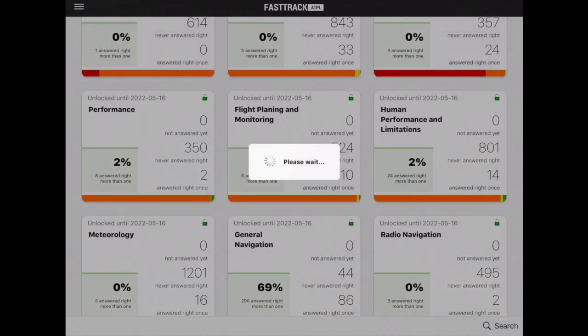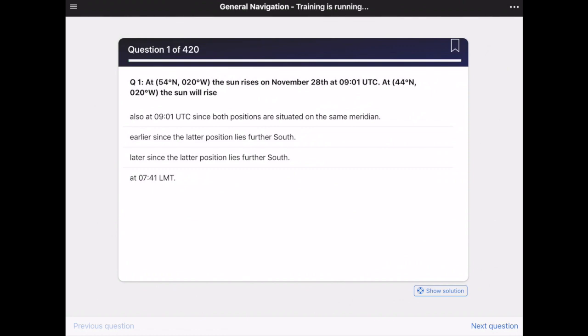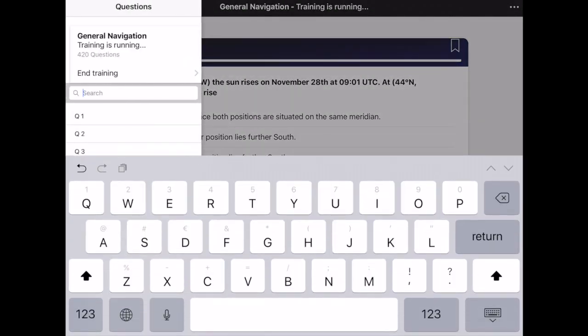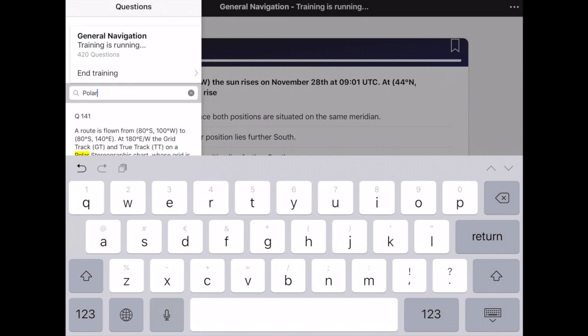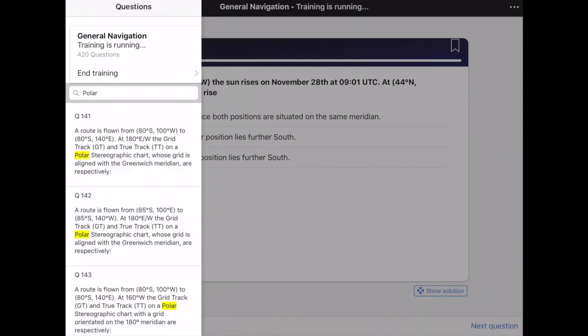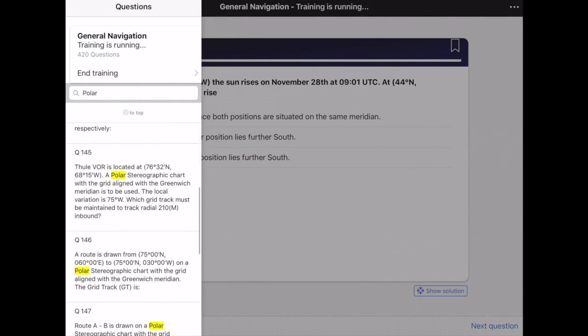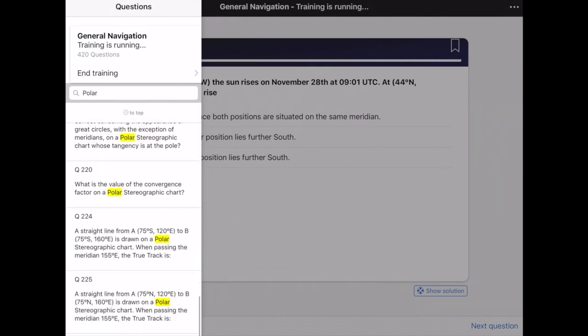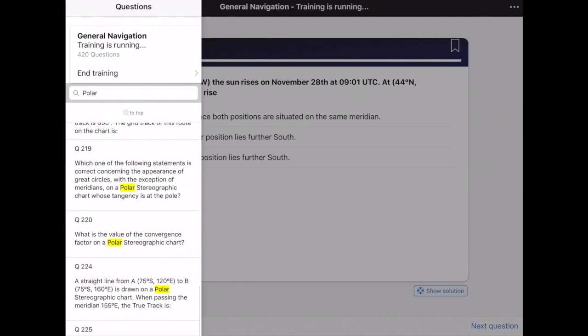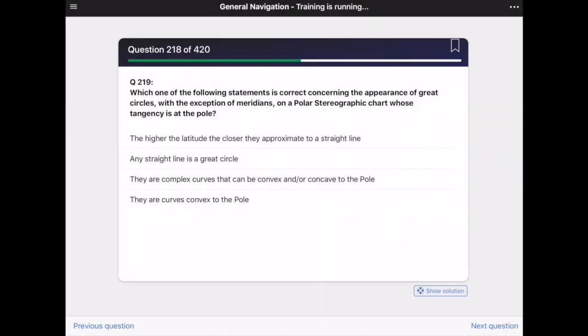Then I start the training, and on the left hand side I simply search for the term polar. On the left hand side you can also see all the results which are related to this topic, and I simply start with this question: which one of the following statements is correct concerning the appearance of great circles with the exception of meridians on a Polarstereographic chart whose tangency is at the pole?